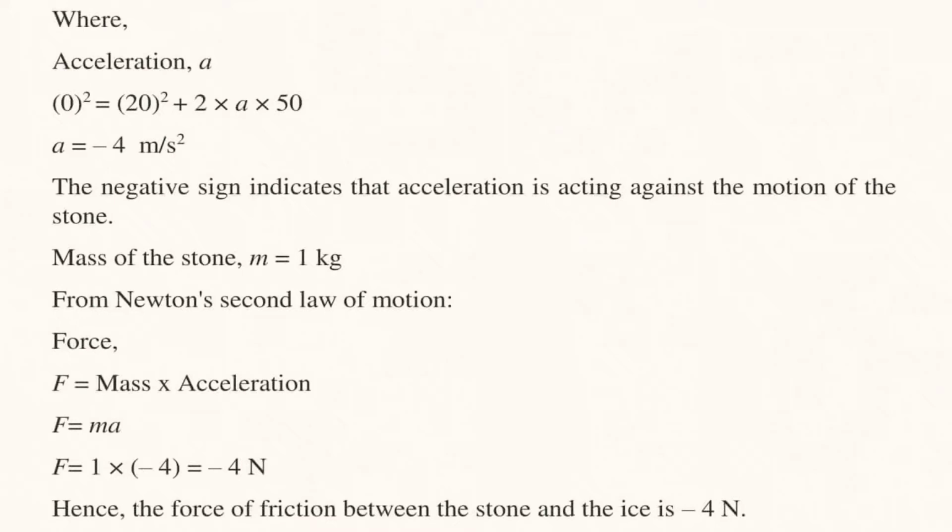Now let's find the force. So the force equation is mass into acceleration. Mass is given as 1 kilogram and we got the acceleration as negative 4. So force F is equal to 1 into negative 4. You will get it as negative 4 Newton, because it represents the force of friction which acts in the opposite direction of motion. That is why here the force also has a negative sign.